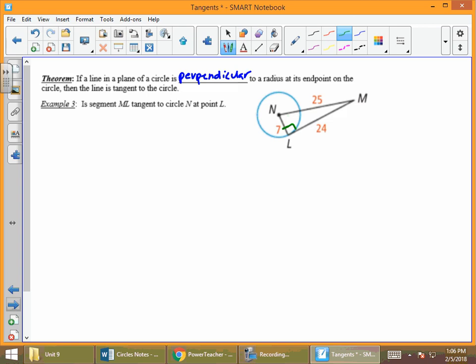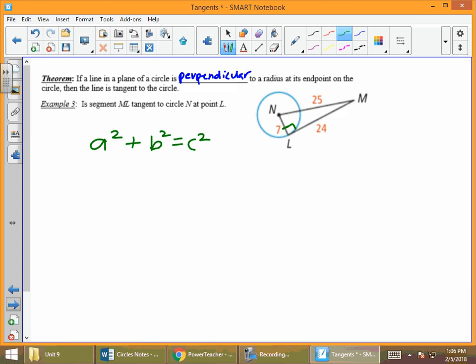Not use SOHCAHTOA. Yeah, we're still going to use the Pythagorean theorem, because the only reason why we can't use SOHCAHTOA is we never use it from the right angle. If we were trying to figure out the measure of M or the measure of N, you are 100% correct. You'd use SOHCAHTOA. But because we're trying to find the measure of L, we can never use that for the right angle. It just will never work. So we're still going to use the Pythagorean theorem.